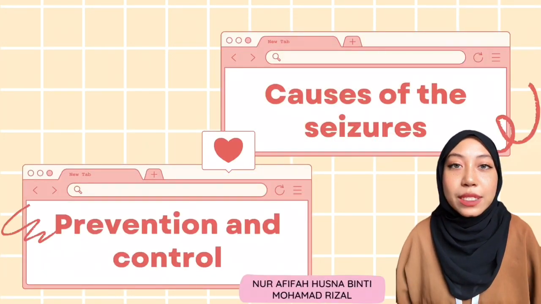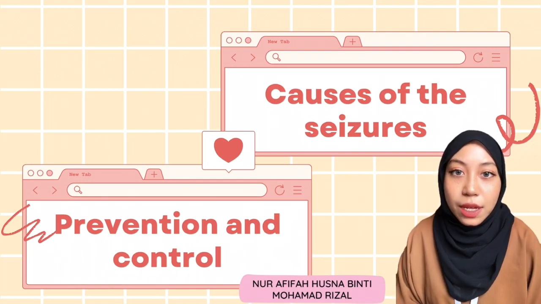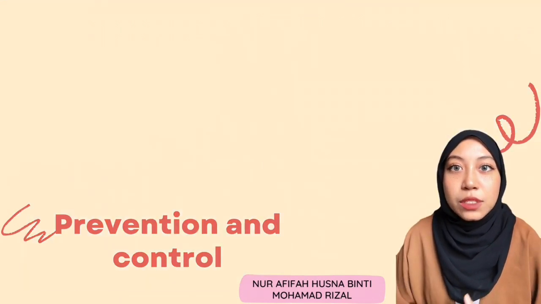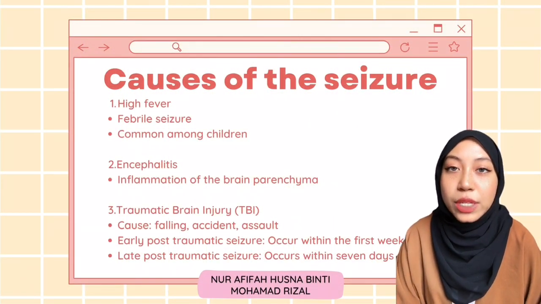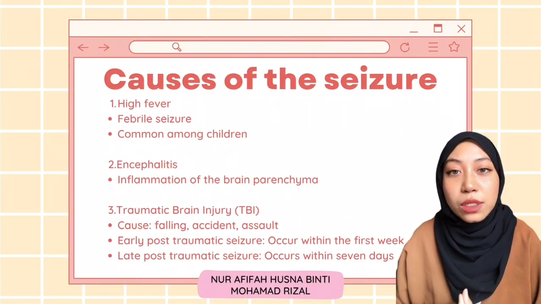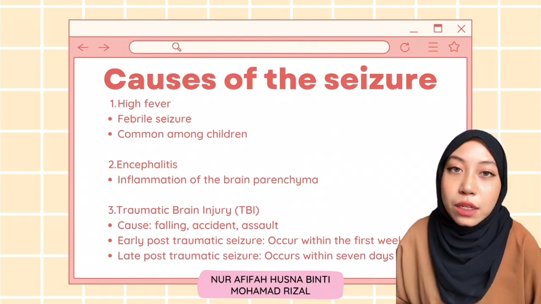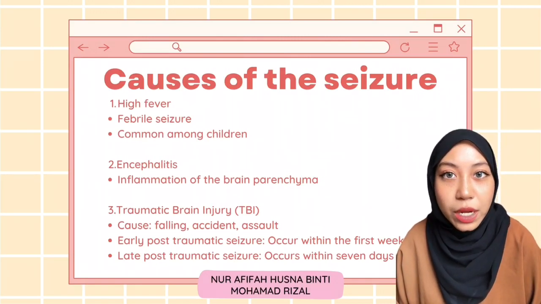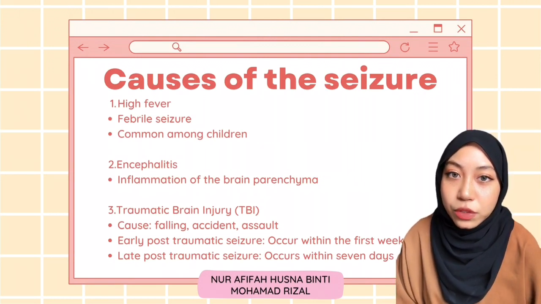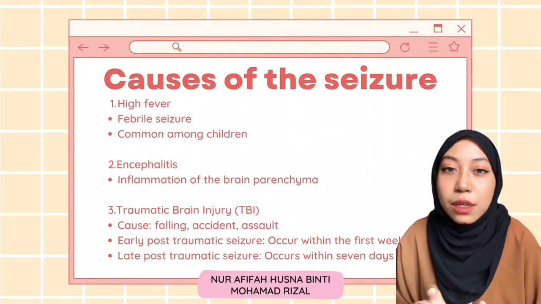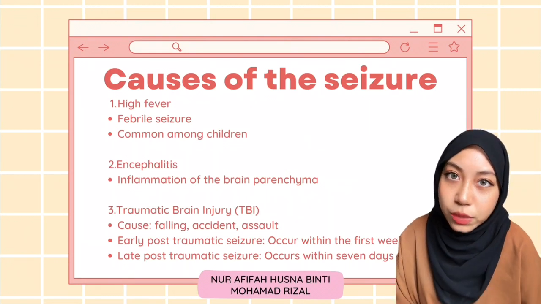So today I'll be discussing what causes seizure and how to prevent it. High fever, encephalitis and traumatic brain injury, also known as TBI, are some of the causes of seizure. Seizures that are affected by high fever are known as febrile seizure, and it commonly occurs among children aged between newborn to 2 years old.